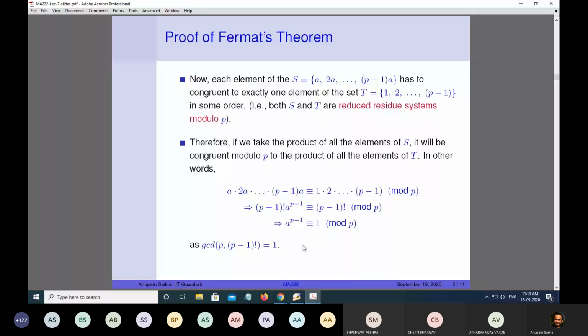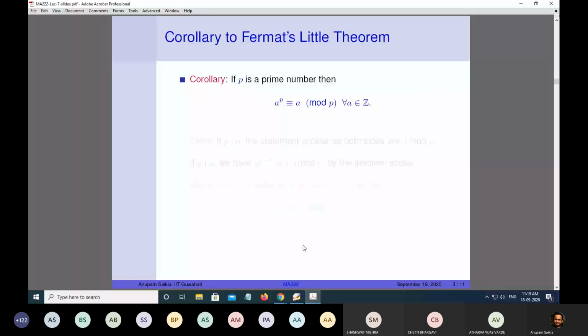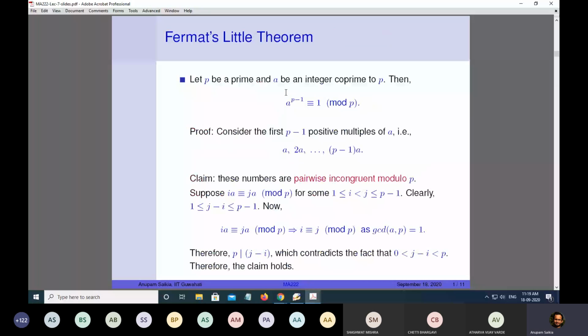And the corollary. You take any prime number and any integer, forget coprimality. So P may divide A also. Then you will always have A to the power P is congruent to A mod P. Sometimes this form is also referred to as Fermat's little theorem, but they are almost equivalent. Because of Euler's theorem, basically we are giving the statement like this. That is the main statement.